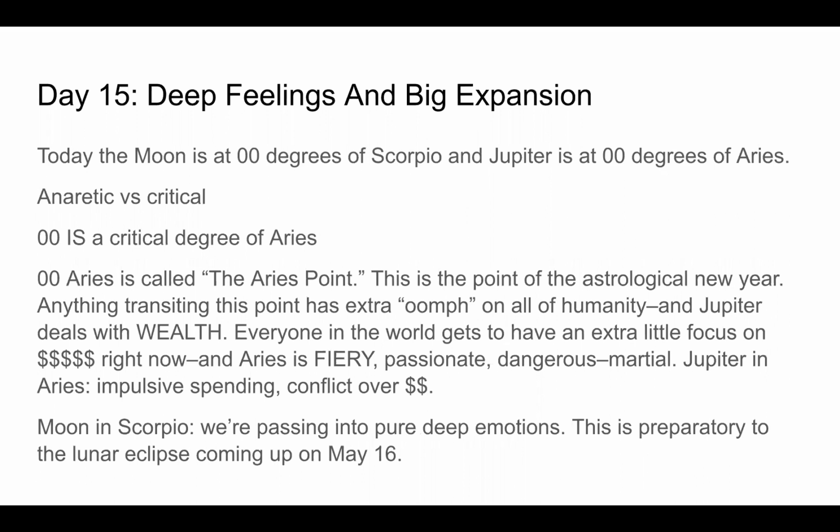Now, the moon moves very quickly. The moon only takes 2.5 days to transit an entire sign. So it's not going to be at 00 degrees. Probably by the time you watch this, it will already be out of 00 degrees of Scorpio. But I thought it was interesting when I ran the chart today and saw the moon at 00 degrees and Jupiter at 00 degrees. Jupiter moves much more slowly, so it will be at 00 degrees of Aries for much longer. But let's talk about degrees.